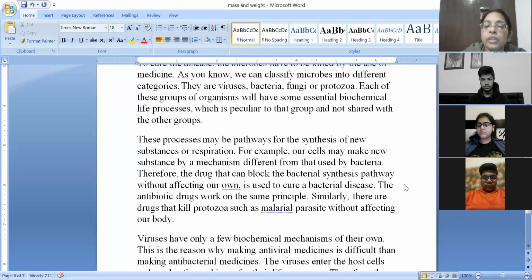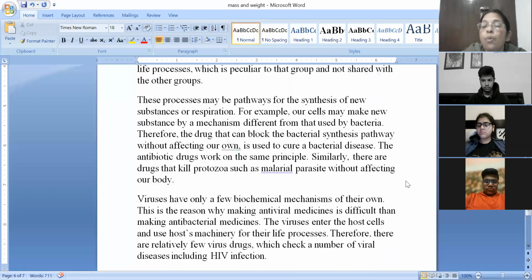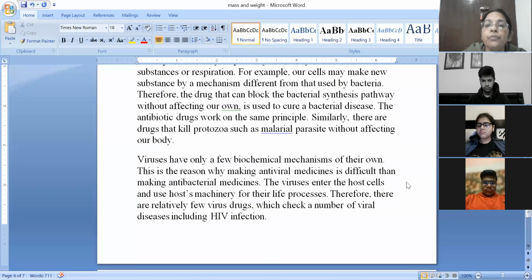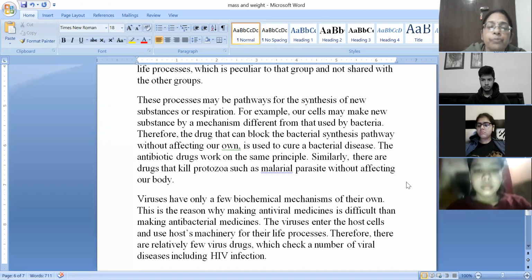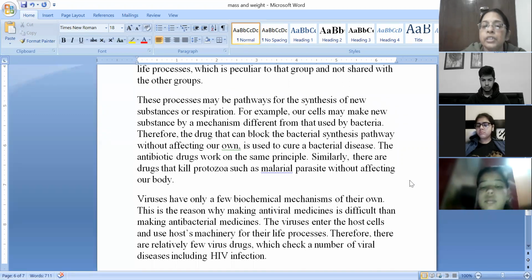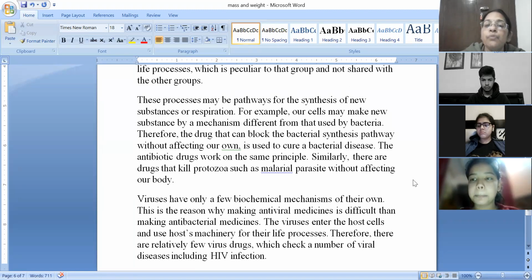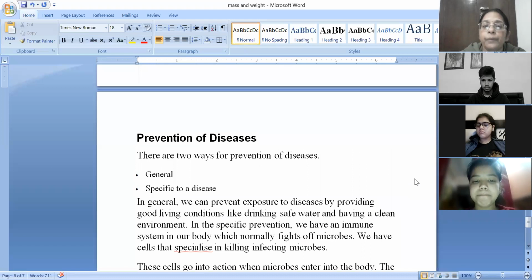Viruses, you know, children, have only a few biochemical mechanisms of their own. This is the reason why making antiviral medicine is more difficult than making antibacterial medicines. The viruses enter the host cell and use host energy for the various life processes. Therefore, there are relatively few antiviral drugs, which check a number of viral diseases, including HIV infection.